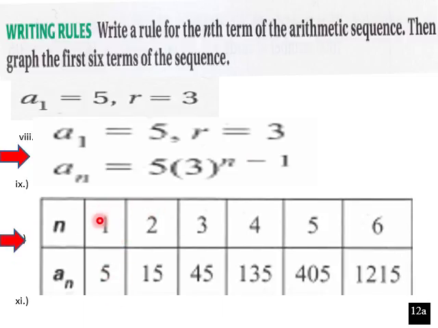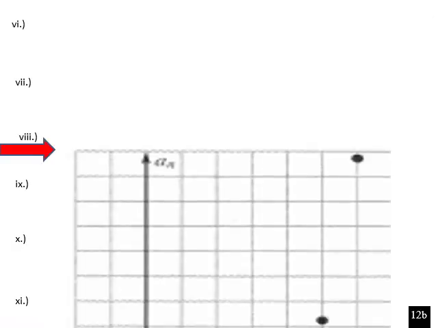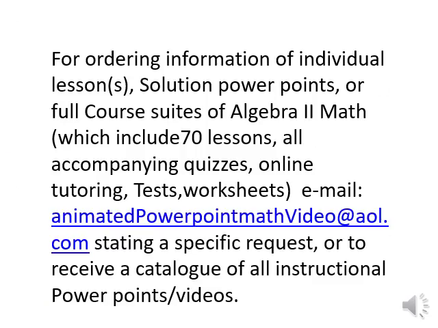This would be our table for this sequence here. We have our ratio and we have our a sub 1 there. And then that was our graph.